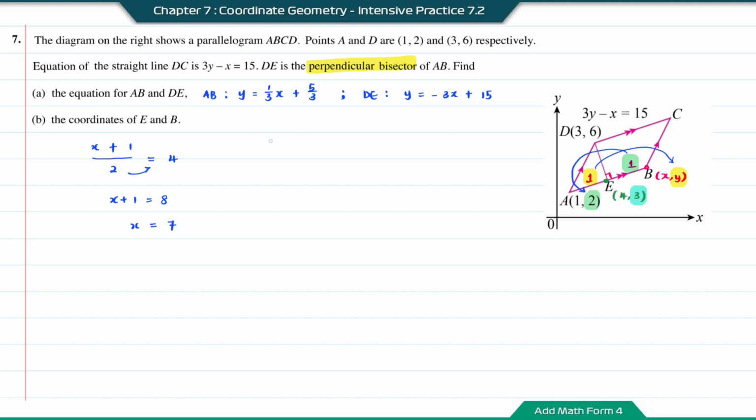And 1 times y, which is y, plus 1 times 2, which is 2, divided by the total ratio, 2, is equal to the y coordinate of the point E, which is 3. So here y plus 2 is equal to 3 times 2, which is 6. So y is equal to 6 minus 2, which is equal to 4. Therefore, the coordinates of point B are (7, 4).